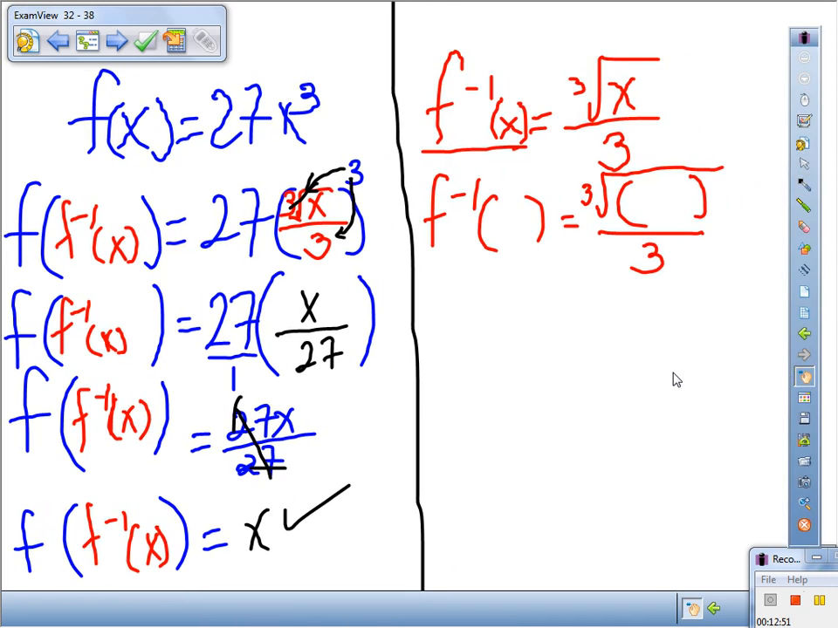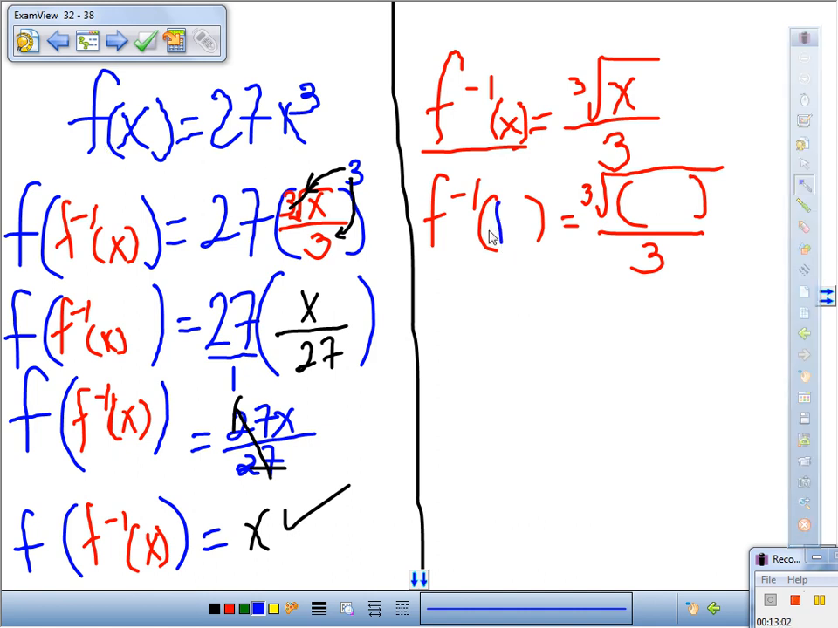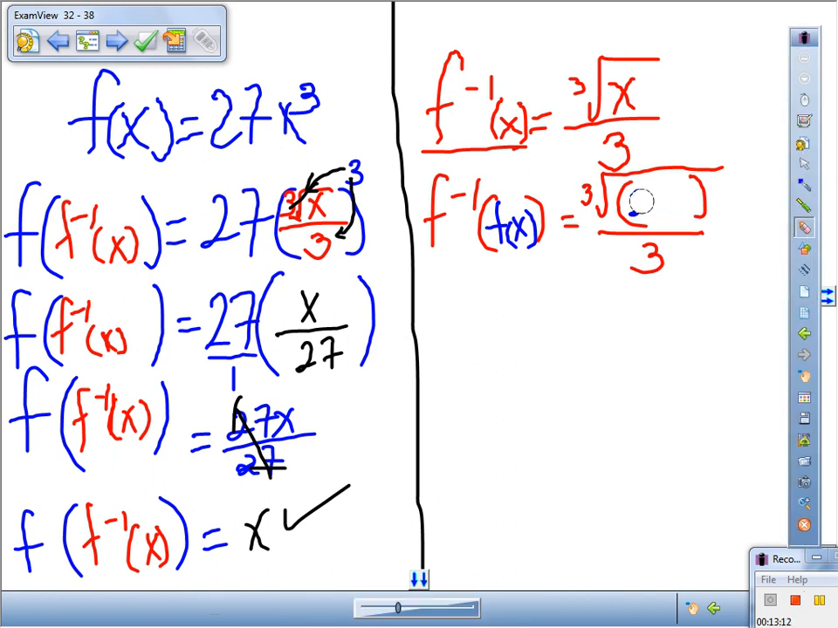I like these, yeah? These are good, yeah. So let's do the check for this one. What goes in here instead of x? f of x, right? f of x. And in here, instead of x, we write the function, which is what? 27x cubed.